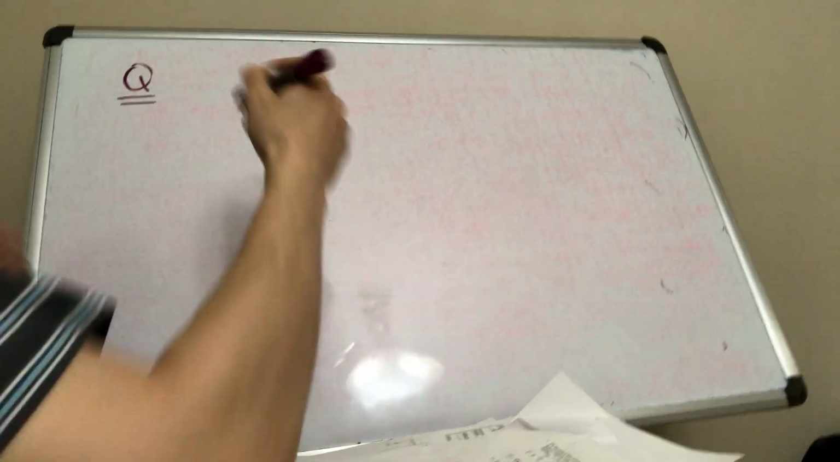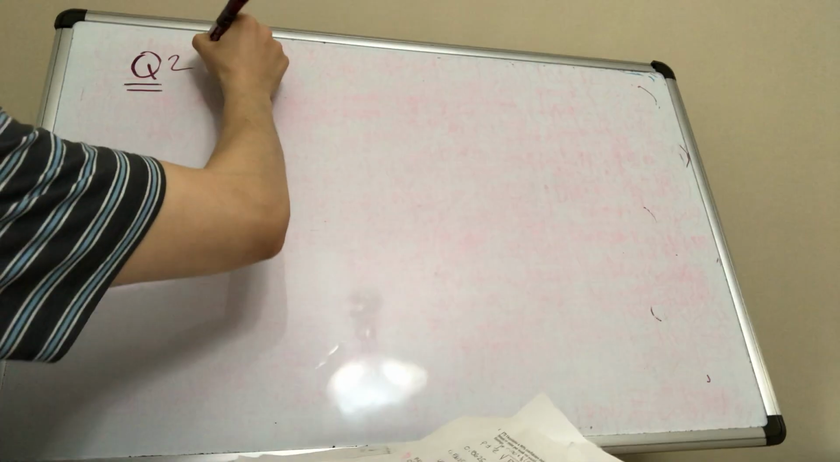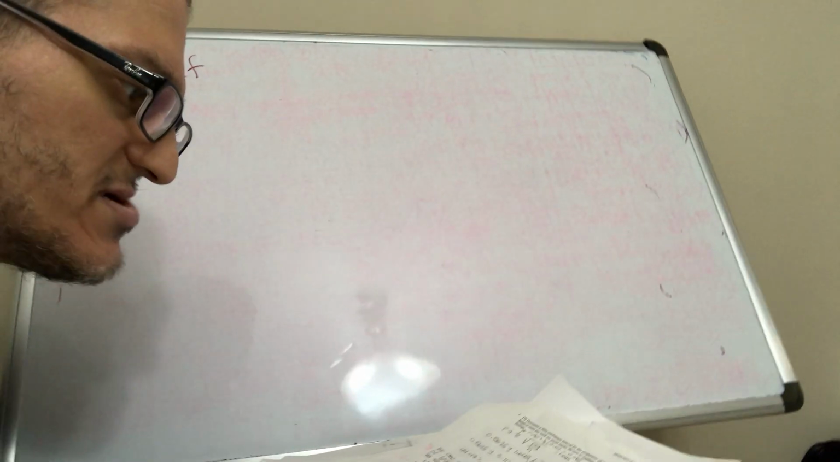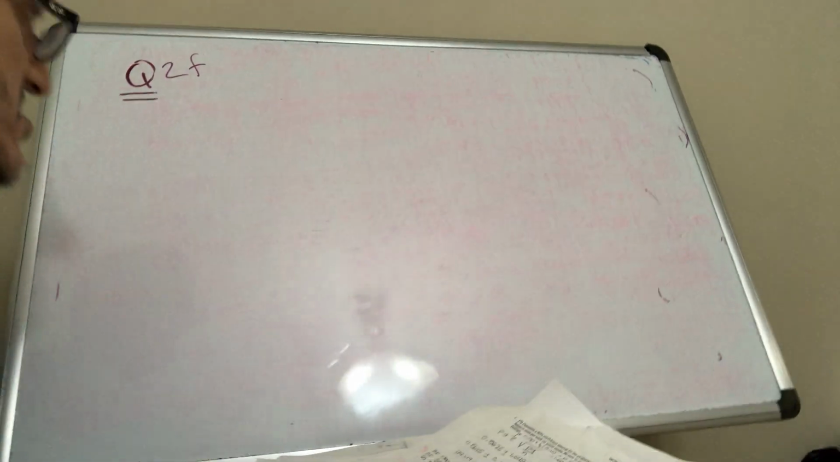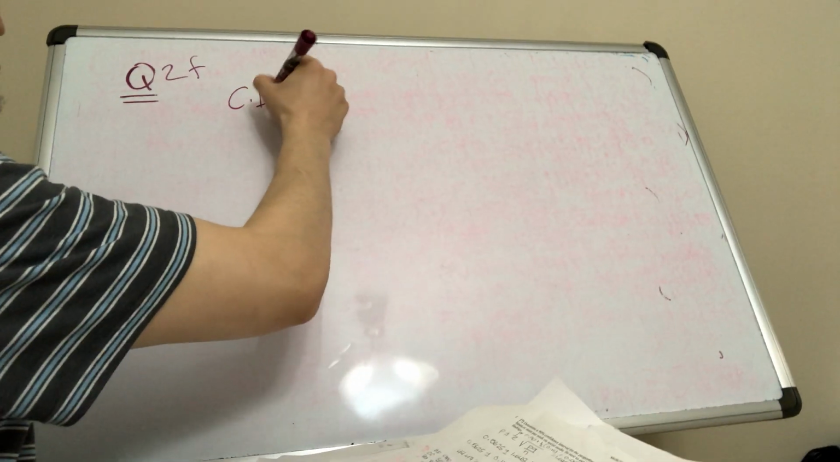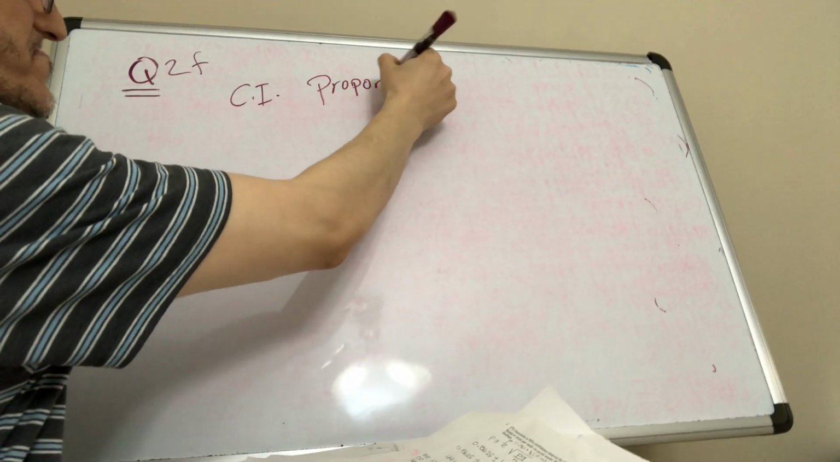We'll continue with this question. Part F, so this is still question 2, I believe, and it's part F: find a 90% confidence interval for the proportion of students who spend 25 hours or more per week. Okay, so it's a confidence interval. The question is a confidence interval for a proportion.